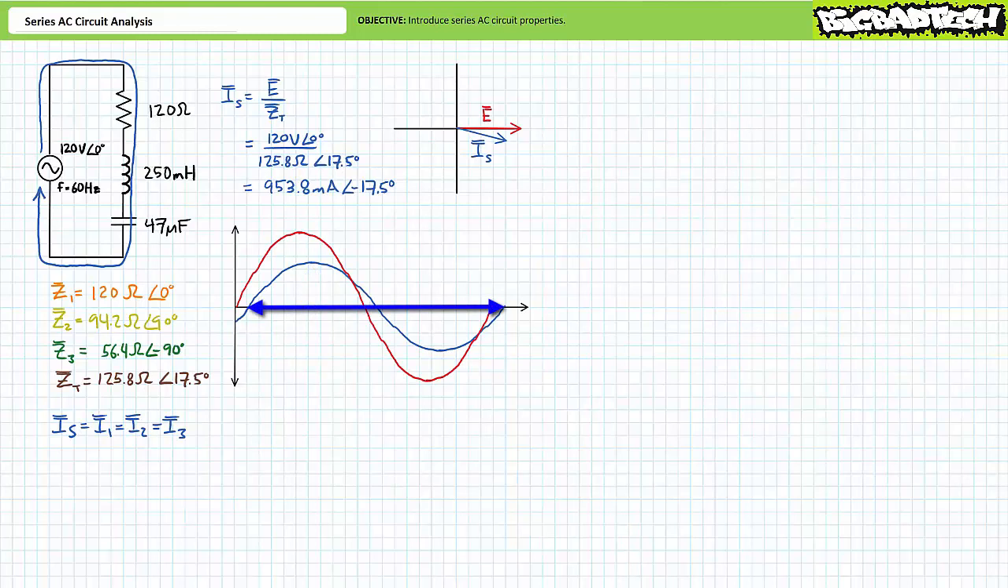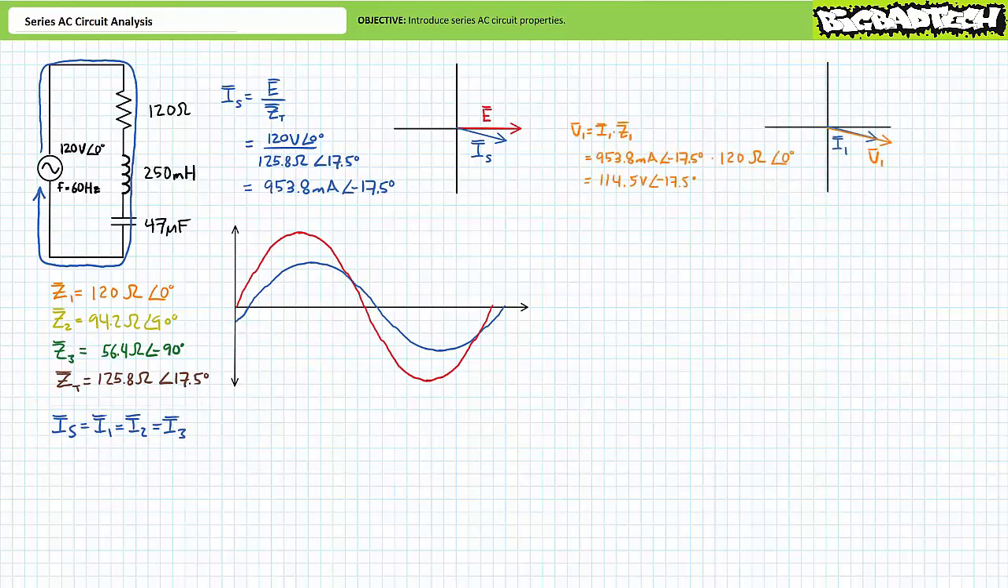Source current also sinusoidally alternates every 16.7 milliseconds. Source current would appear to lag supply voltage by roughly 810.2 microseconds, the equivalent of 17.5 degrees. All elements in this series circuit would experience the same time-variant sinusoidal current. Given our combined impedance is in fact the series combination of Z1, Z2, and Z3, it can be said that I1, I2, and I3 also equal 953.8 milliamperes at an angle of negative 17.5 degrees.